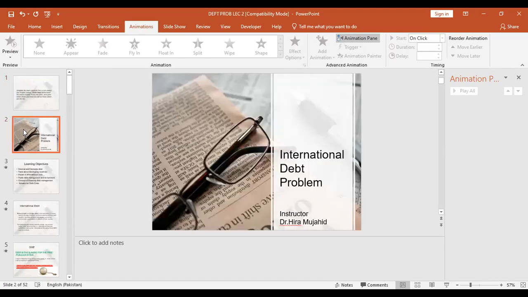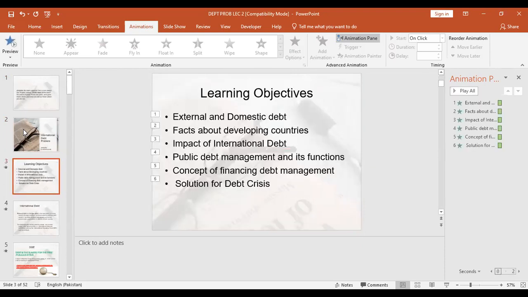So we were discussing international debt and its problems. External debt, we've discussed international and domestic debt, and facts about developing countries. Now we're moving toward the public debt management function.